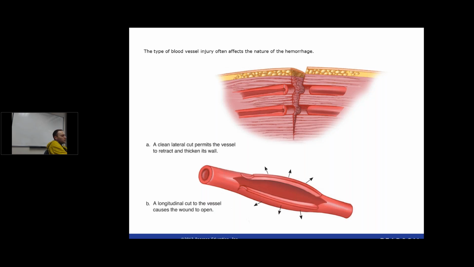So which one's going to be worse? What kind of laceration? The one that just completely transects the vessel, or the one that has that longitudinal shearing? The longitudinal one. This one, you can get vasoconstriction and really slow down the blood flow so that you can get a good clot, right? This one, you get vasoconstriction. What does that do to the wound? It actually opens it up a little bit more. So it has more of a difficult clotting.